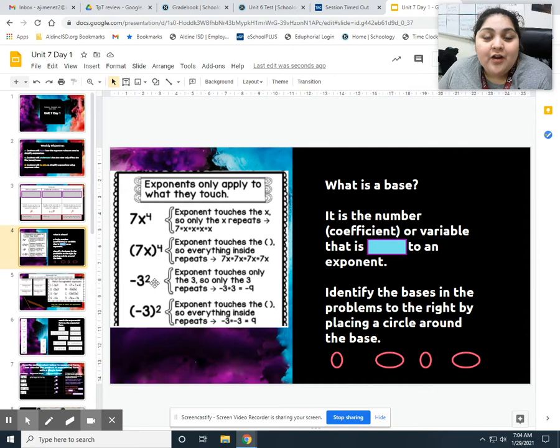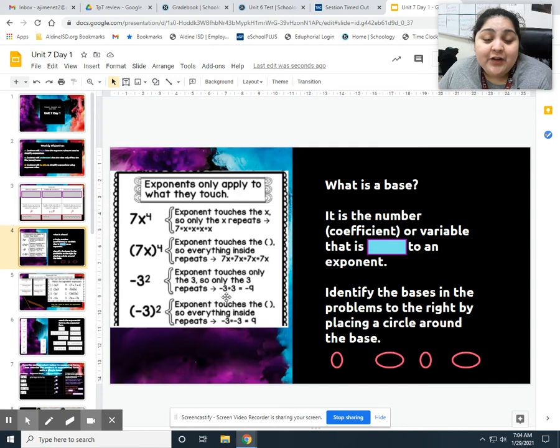Negative 3 squared. The squared is only on the number 3. So only the 3 is going to repeat. The negative does not repeat because it does not have the squared. It does not have the exponent next to it.